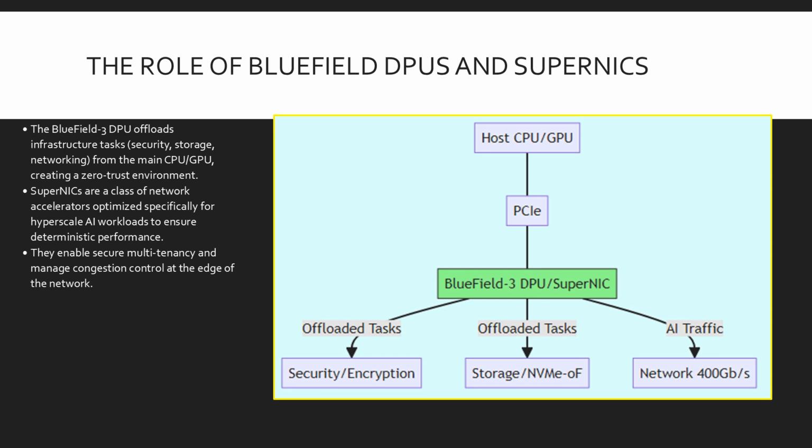Here we see the architecture of a node equipped with a Bluefield 3 DPU. The host CPU and GPU connect via PCIe to the DPU. The diagram shows the DPU splitting tasks. It handles security and storage locally, offloaded tasks, preventing that load from hitting the host. Simultaneously, it manages the high-speed AI traffic to the network. This separation is key to efficient and secure multi-tenancy.